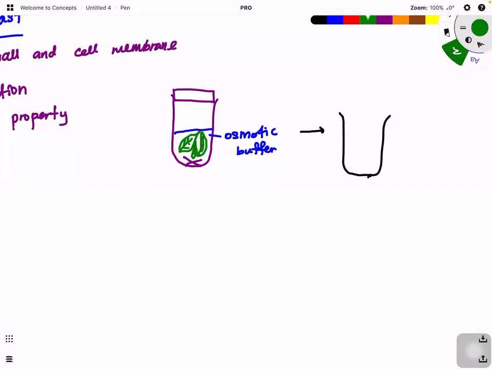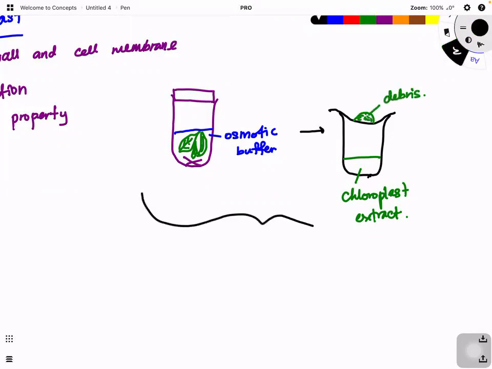So that you get the chloroplast extract. Are you clear? Chloroplast extract. We put a muslin cloth, and you can see that the debris will be accumulated here. But we have to make sure that everything is done on ice.